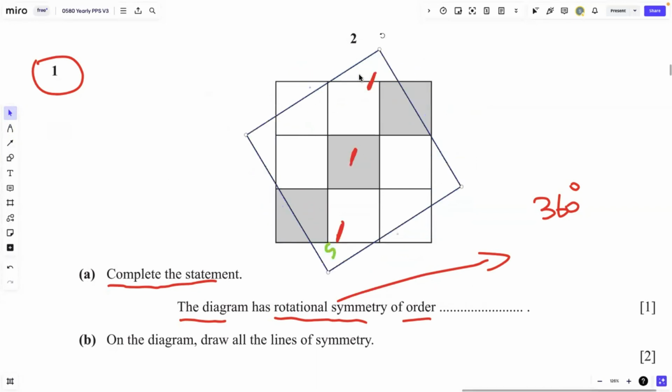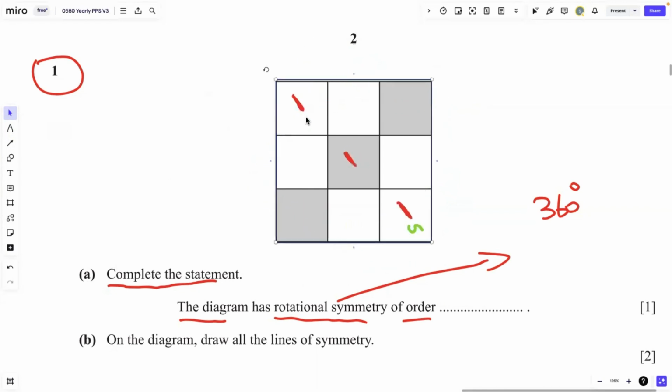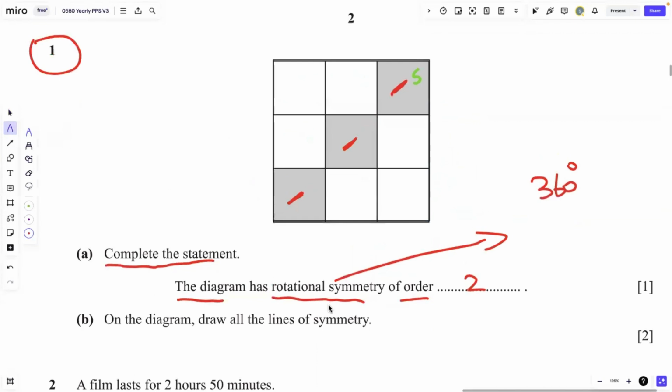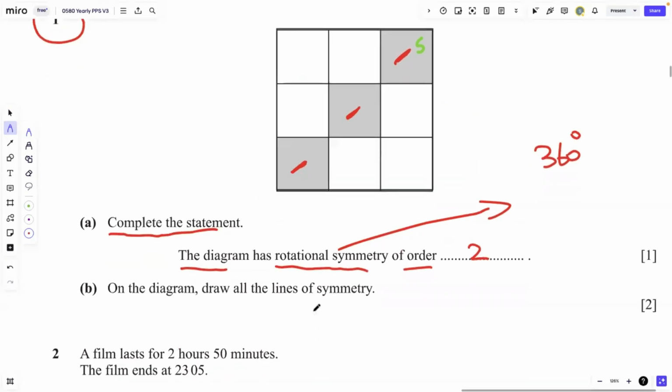So that's order one. At 270 degrees rotated, still not the same shape, and at 360 degrees rotated, we have the same shape again. So we got two orders. The order of rotational symmetry here should actually be two, because we're getting the same shape twice when we're rotating the shape throughout 360 degrees.